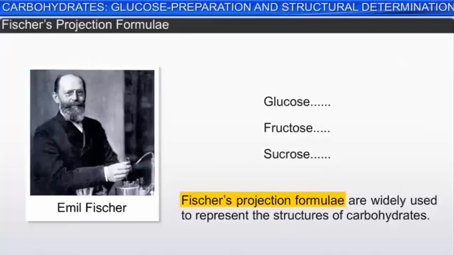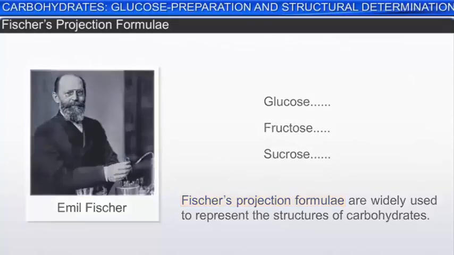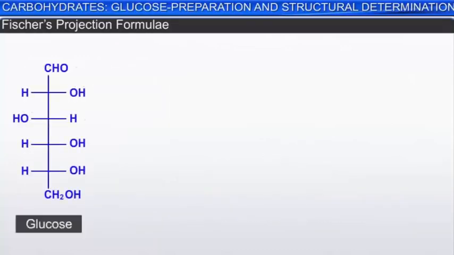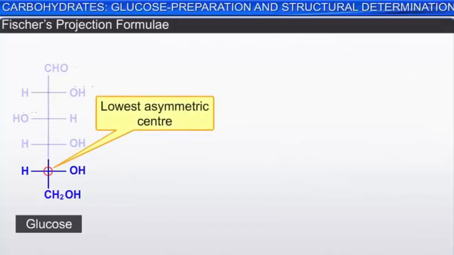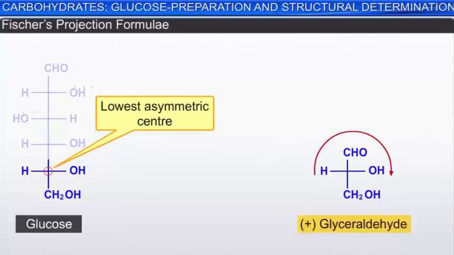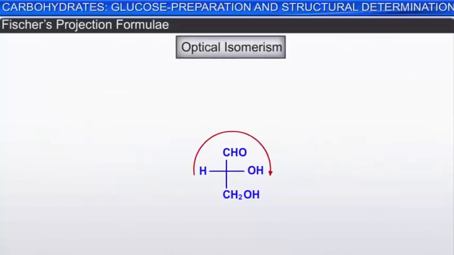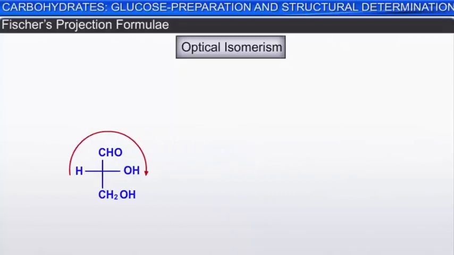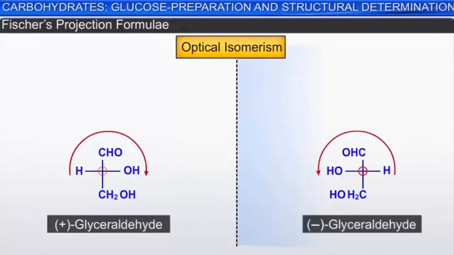Fischer's projection formulae are widely used to represent the structures of carbohydrates. To assign the configuration of a carbohydrate containing more than one chiral center, the lowest asymmetric carbon of the carbohydrate is compared to the configuration of an arbitrarily chosen standard, that is, dextrorotatory glyceraldehyde. Glyceraldehyde is chosen as a standard of reference as it is the simplest carbohydrate that has a single asymmetric carbon that shows optical isomerism.